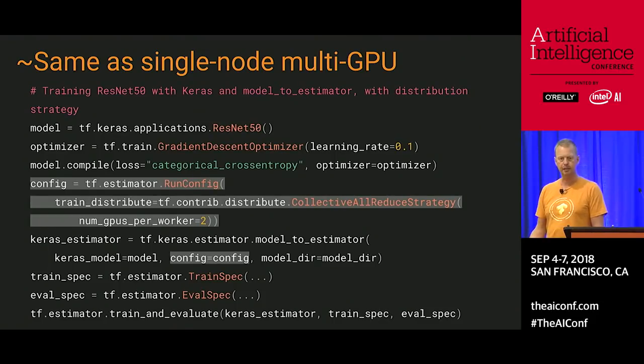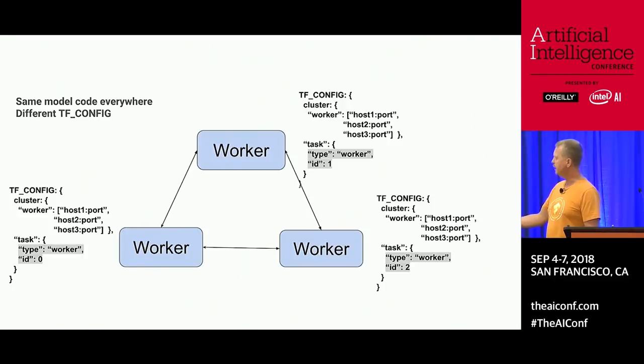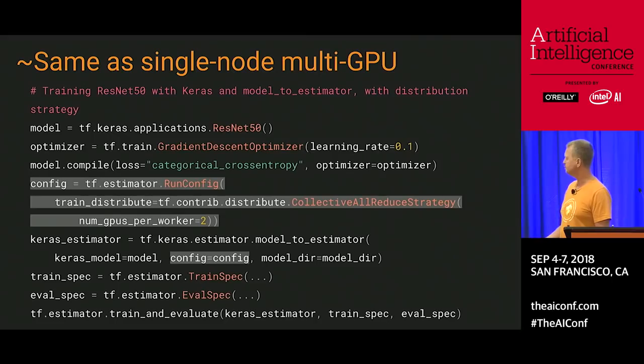So not mirrored strategy for multi-node configuration. It's collective all-reduce strategy. And then I specify the number of GPUs I have available for each of these workers that I have in my cluster. And that's it. Given that I have that config object, I can just put that as part of the config parameter when I do the conversion from Keras over to an estimator. And I now have multi-node, multi-GPU in each of the nodes configured for TensorFlow. Okay?